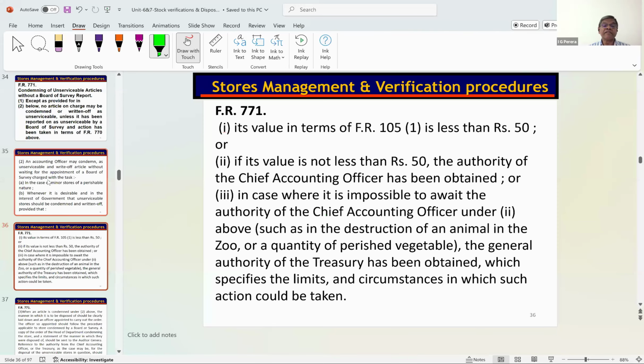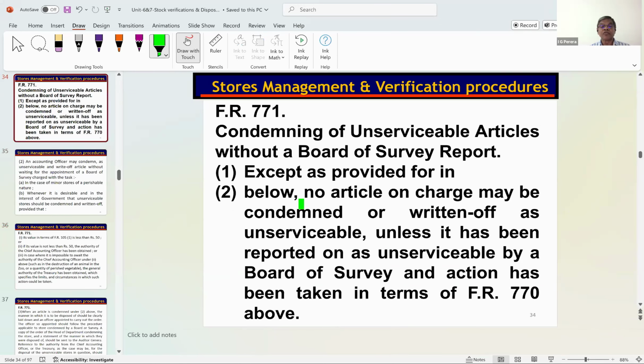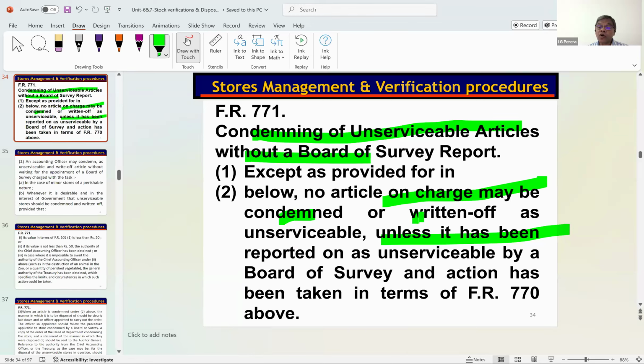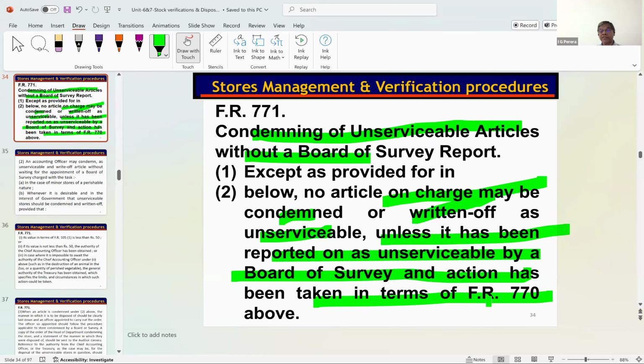So when there is a variance, especially, how do you condemn unserviceable articles without a board of survey report? There is a small provision for that as well. Basically, no article or charge may be condemned or written off as unserviceable unless it has been reported on as unserviceable by a board of survey and action has been taken in terms of financial regulation 770. Remember this. කිසිම item එකක් unserviceable කියලා විකුණන්න හරි කාට හරි දෙන්න හරි condemn කරන්න බෑ.